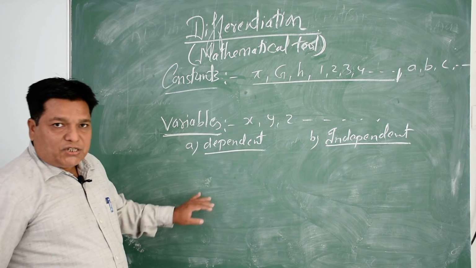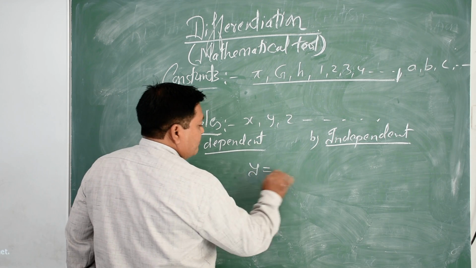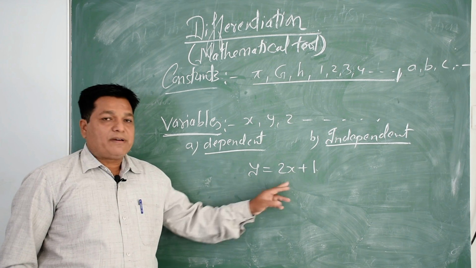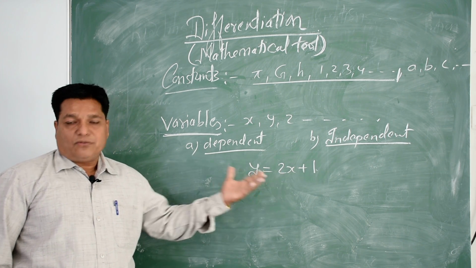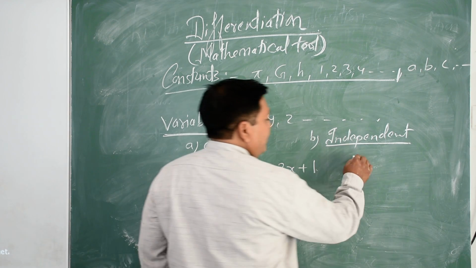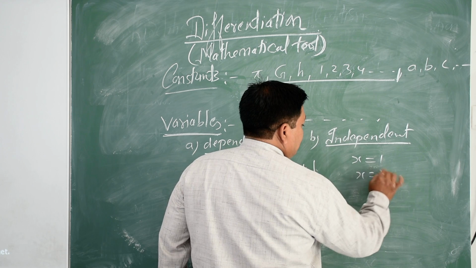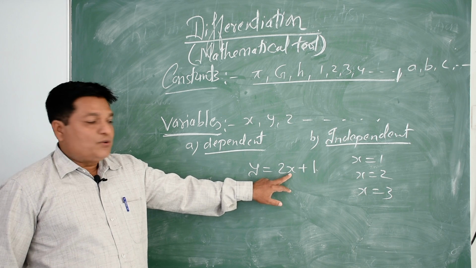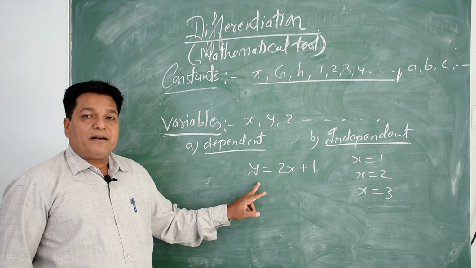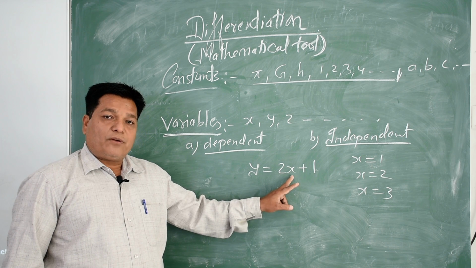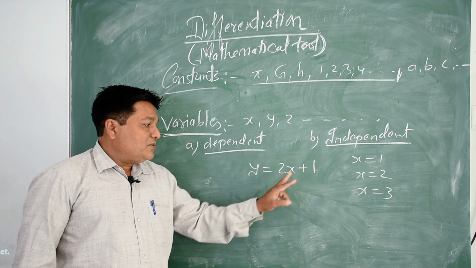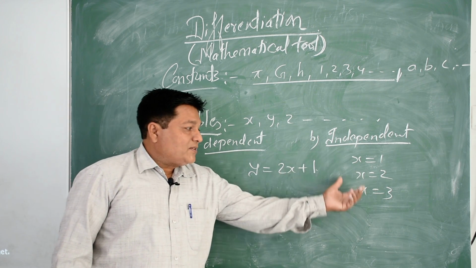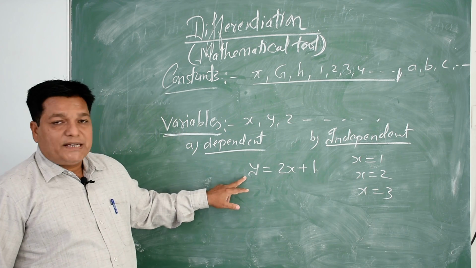We take one equation to understand this. Let us take y is equal to 2x plus 1. Y is a variable, x is a variable. If we keep changing the value of x, first 1, then x is equal to 2, x is equal to 3. If we place x equal to 1 here, 2 into 1 is 2, plus 1 is 3, so y becomes 3. For x equal to 2, 2 into 2 is 4, plus 1 is 5, so y becomes 5. For x equal to 3, 2 into 3 is 6, plus 1 is 7, so y is equal to 7. When we place the values of x here, the values of y change accordingly.